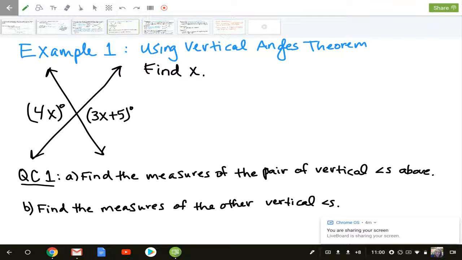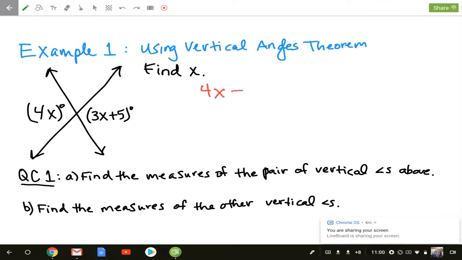Okay, now example 1 is just going to show us how we can use the vertical angles theorem. I'm given this diagram where I have two vertical angles labeled 4x and 3x plus 5, and they ask me to find x. The vertical angles theorem tells me that if these two angles are vertical angles, they're congruent, or their measures are equal. So I can say 4x equals 3x plus 5. Then I would just subtract 3x from both sides, and I would be left with x equals 5.